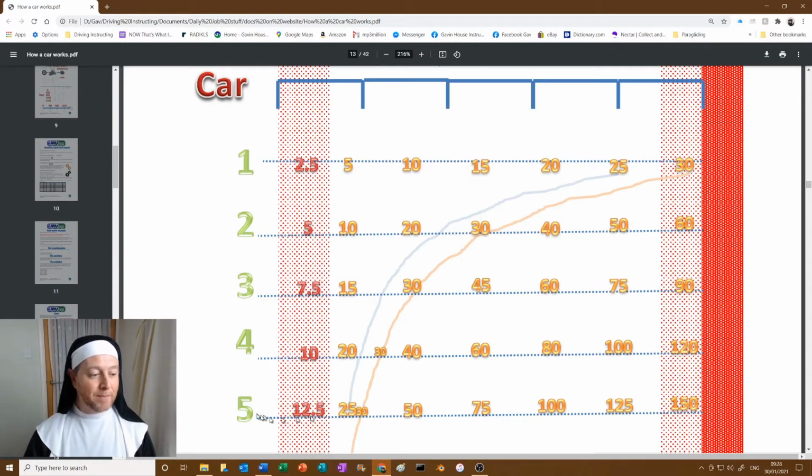So at 800 RPM, if I was doing 5 miles an hour in 5th gear, then I would be doing 25 miles an hour. Equally, if I went to 5 times my speed, so I went to 4000 RPM, then I would be doing 5 times the speed. So if that was 800 RPM, that would be 4,000, because that's 5 times 800. Here we go. See? It's just a correlation.